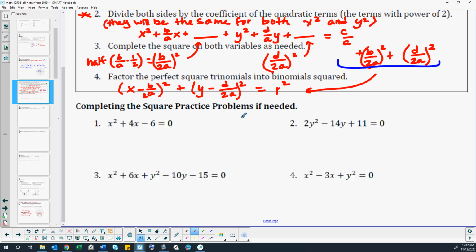Okay, for the first couple of problems, we're just practicing completing the square, so we don't have x's and y's, we just have one or the other, but then we get down to some problems that actually are circles. All right, let's follow our instructions.